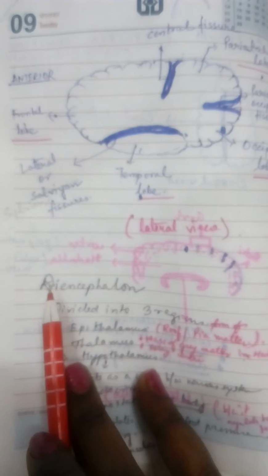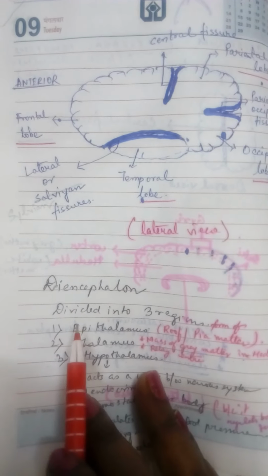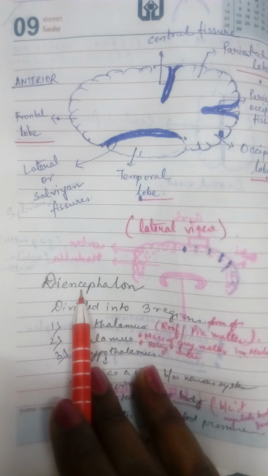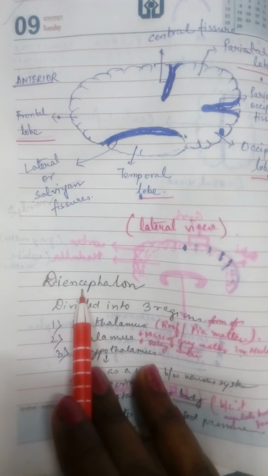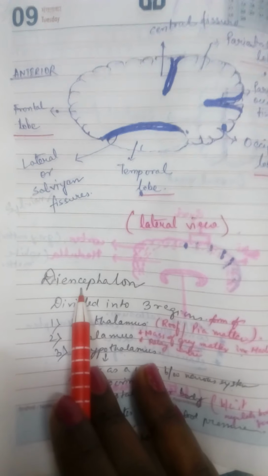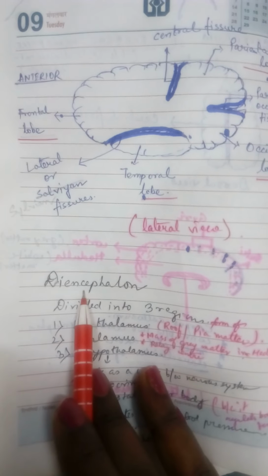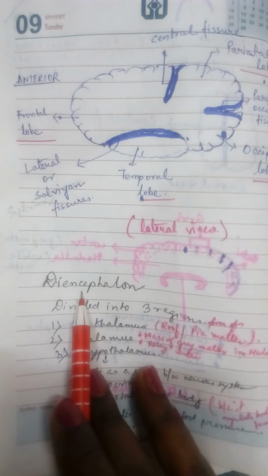So students, we are going to see the next part of the forebrain. A very important part of the forebrain, it is located inside of the brain. And this diencephalon has not been mentioned in your book clearly, that where this thalamus and epithalamus, or hypothalamus, are located.